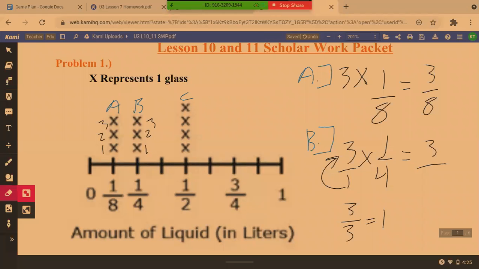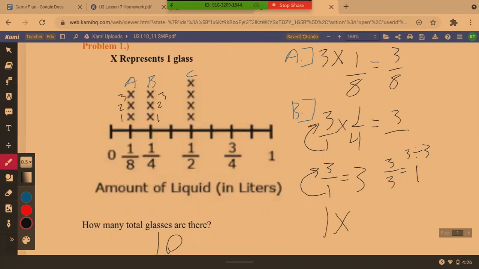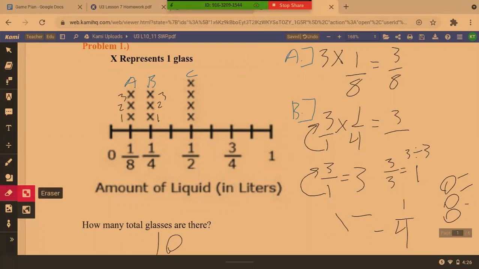is because 1 can go into 3 times. 3/3 is the same as saying 3 divided by 3, which equals 1. If I were to do 1 times 1/4, it would equal 1/4. How can I have 1/4 of a liter when I have 3 glasses with 1/4 each? That's impossible. So that is why we do 3/1 times 1/4.